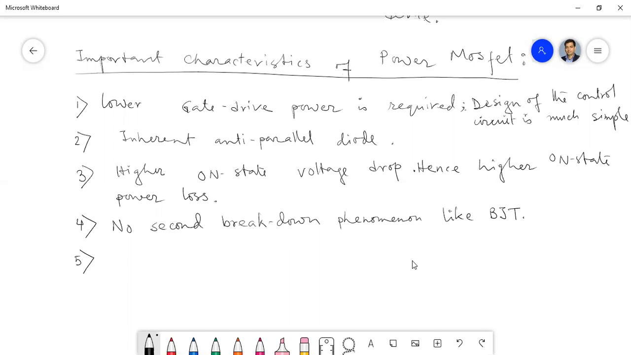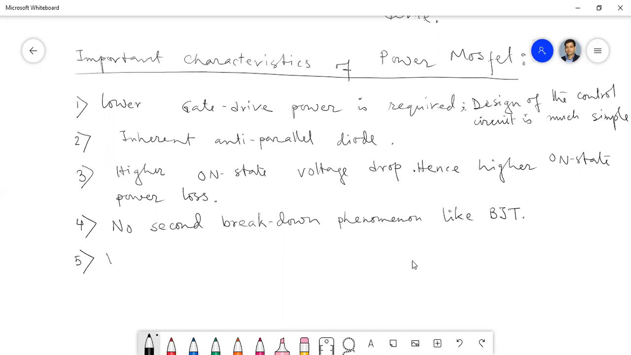Is that point clear? If you can remember, in the very first class I discussed that. If the device offers negative temperature coefficient characteristics, that can result in a thermal runaway if you connect those devices in parallel. But if the devices offer a positive temperature coefficient, then it can result in thermal stabilization.